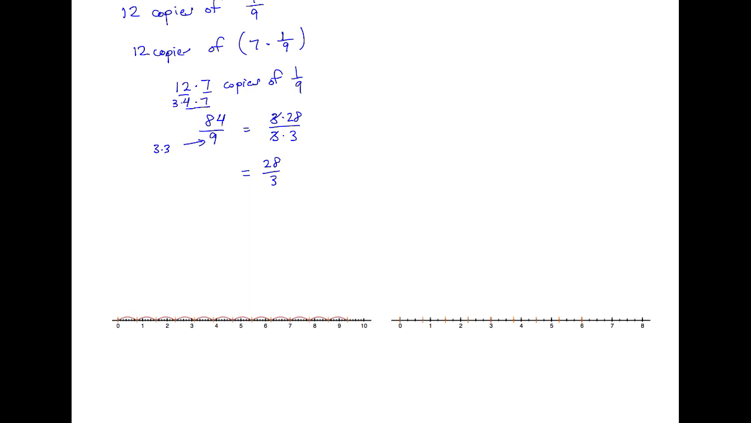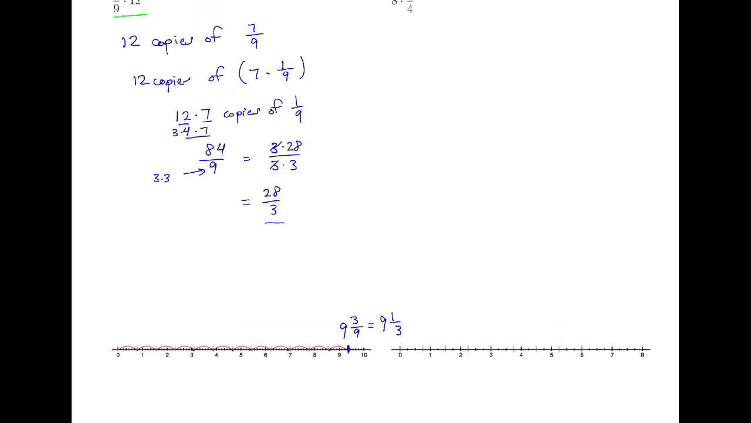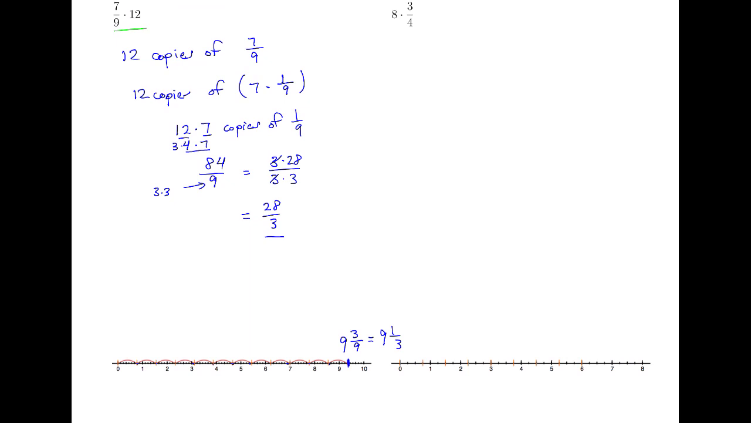as 12 copies of 7 ninths, I have marked off 7 ninths, okay? And I go 1, 2, 3, 4, 5, 6, 7, 8, 9, 10, 11, 12. And I see 9. And it looks like 3 ninths, which is the same as 9 1/3. And looking here, we see 28 thirds is the same as 9 1/3. Okay? Again, I want to look at this as not just 12 copies of 7 ninths, but also 7 ninths of a copy of 12.